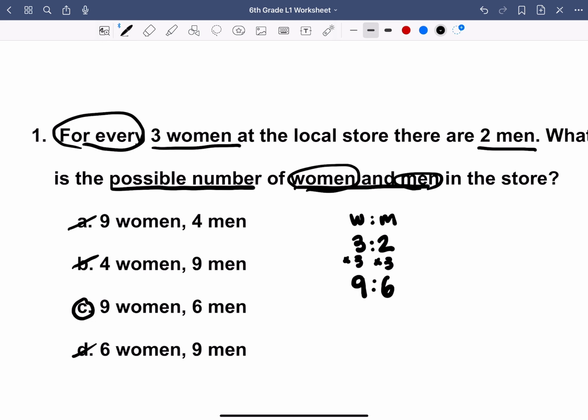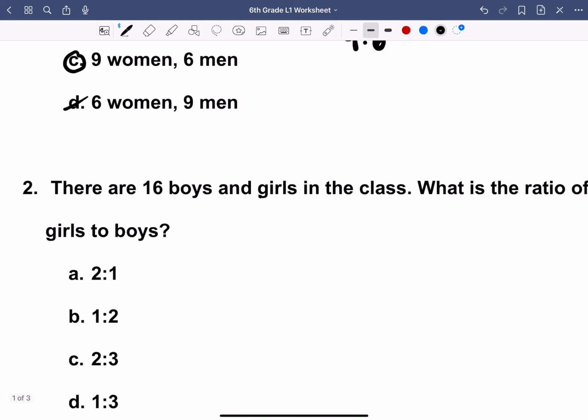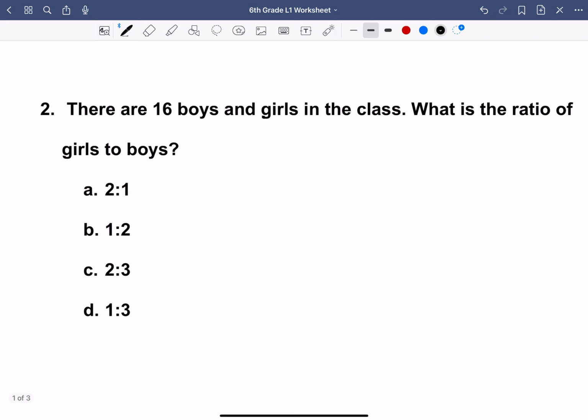Keep in mind that "for every" means that the problem is going to use a ratio. So number 2, we'll go to number 2. There are 16 boys and girls in the class. What is the ratio of girls to boys?